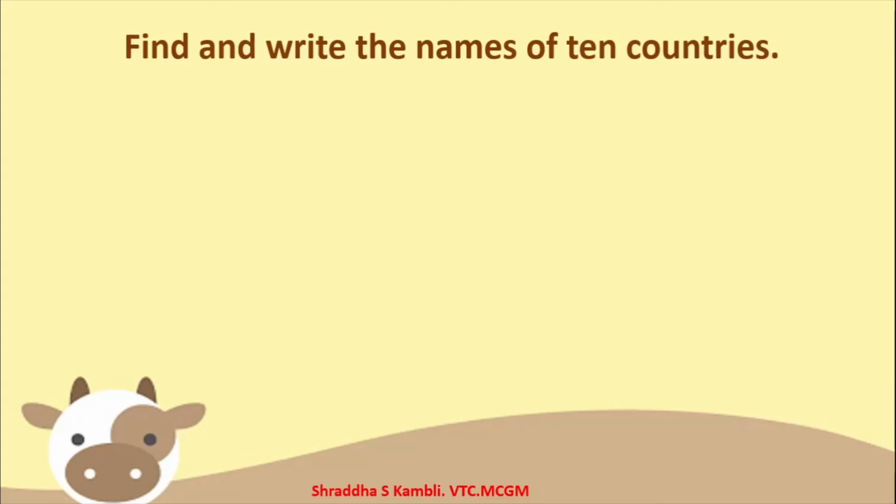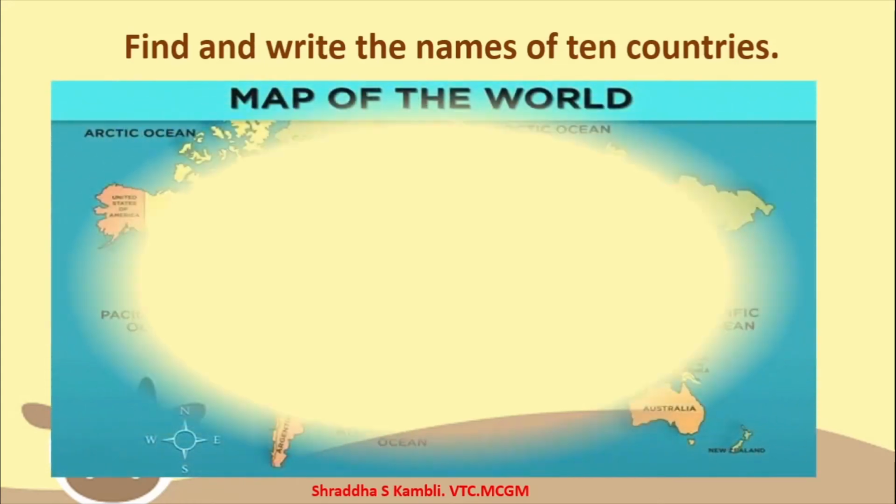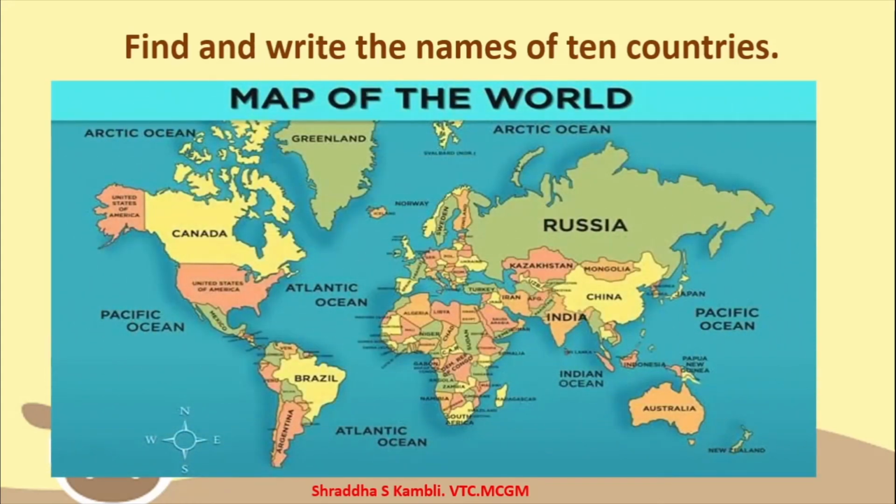Now, if you want to find out the names of 10 countries, the very easy thing that you can use is using the map. So come on, this is a map of the world. So let us try and read out the names of 10 countries here. So I will be trying and locating a few countries for you, and I will leave you to find out many more countries also. Okay, so let us start from the left.